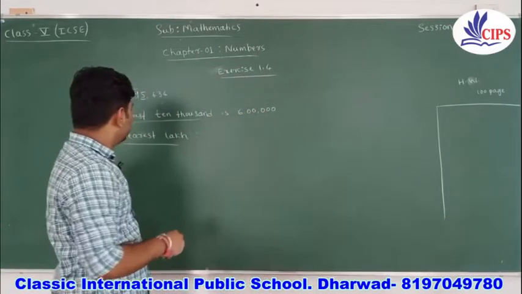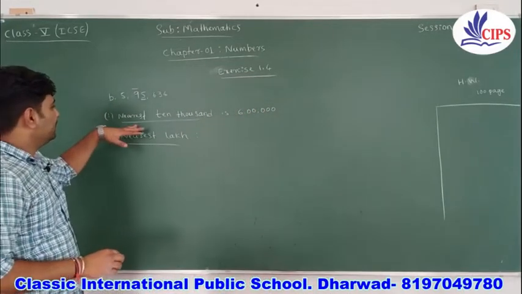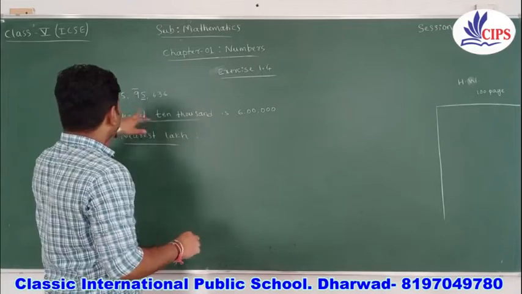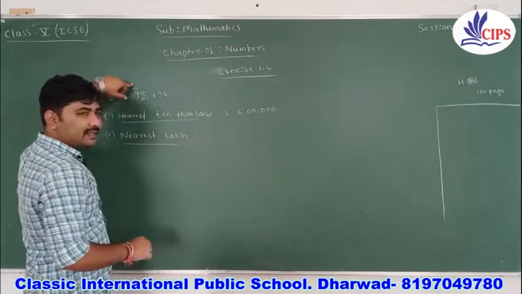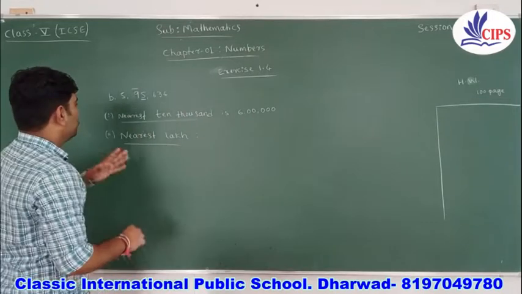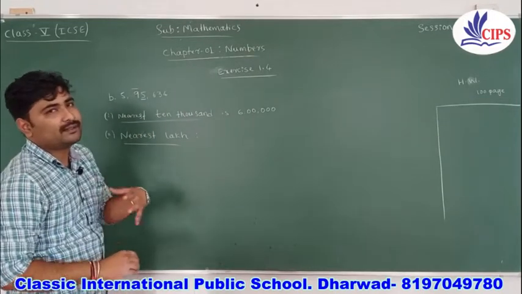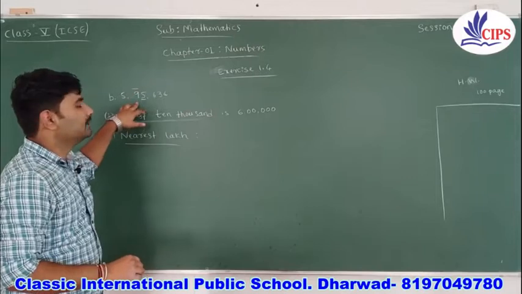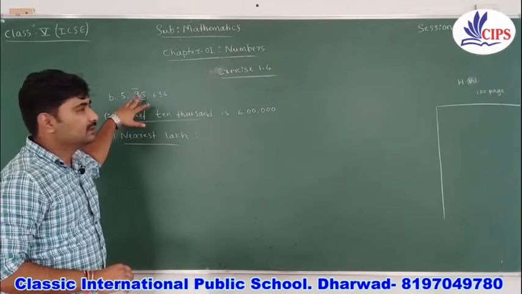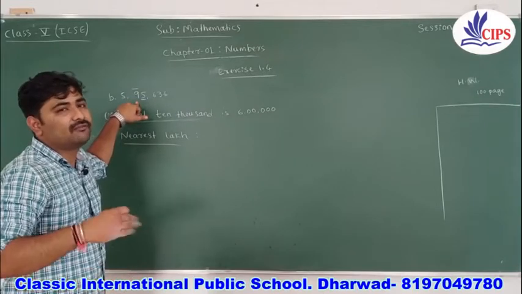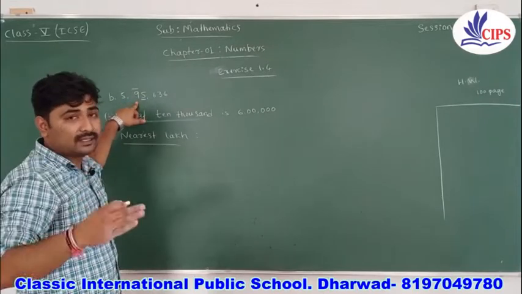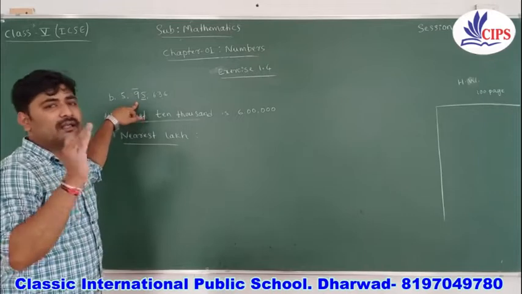Okay, so now we're done with nearest 10,000. This blue indicates nearest 10,000 and this orange indicates nearest lakh number. While rounding off to the nearest lakh, we'll consider the 10,000th place. See, the 10,000th place here is a 9. Obviously 9 is greater than 5 and we need to round it off to its highest multiple of lakh.